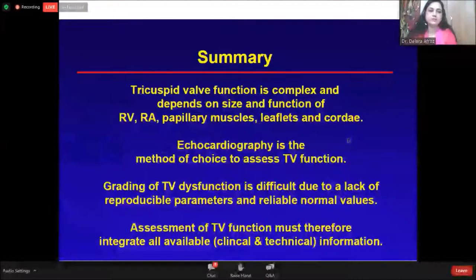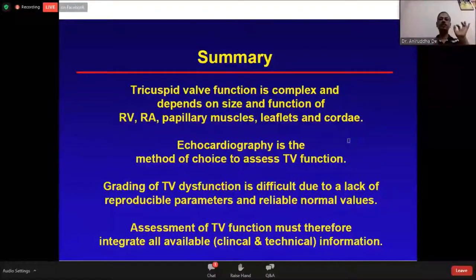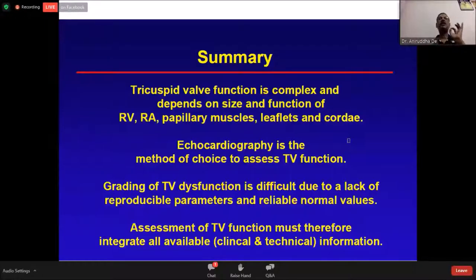So to summarize, tricuspid valve function is complex and depends on the size and function of the RV, RA, papillary muscle, leaflets, and chordae. Echocardiography is the method of choice to assess the TV function. Grading of the TV dysfunction is difficult due to a lack of reproducible parameters and reliable normal values. Assessment of TV function must therefore integrate all available clinical and technical information.